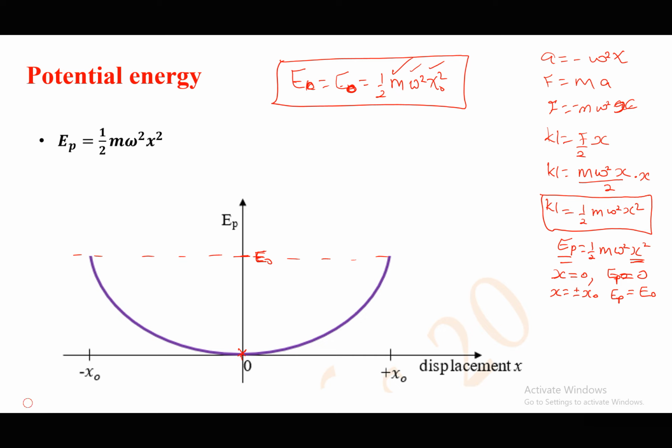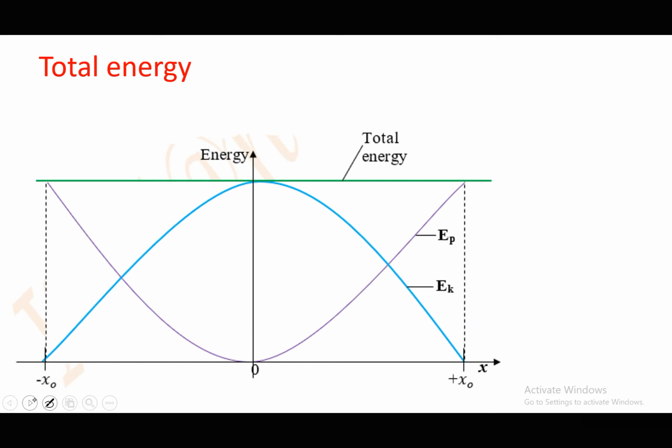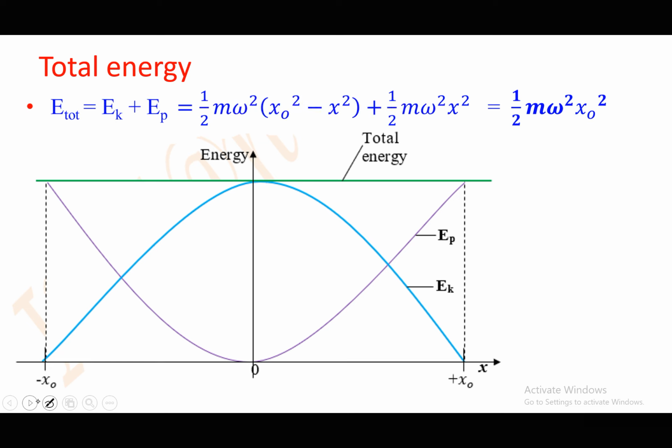So let's have both potential energy and kinetic energy on the same axis. A graph of potential energy and kinetic energy on the same axis. For potential energy, when x is zero, potential energy is zero because potential energy is equal to a half m omega squared x squared. And we have seen that kinetic energy is equal to a half m omega squared into x naught squared minus x squared. So when x is zero, potential energy is zero.